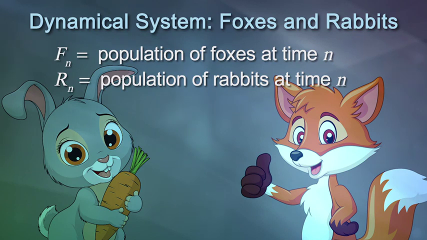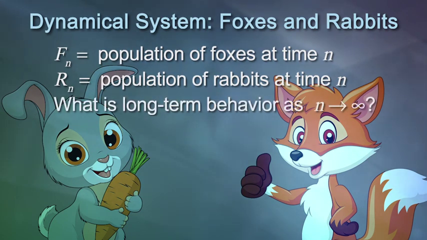Foxes and rabbits have seasons in which they breed, and so we imagine a situation where we measure populations at the end of every breeding cycle, just once a year. In the study of population dynamics, we're often interested in knowing the long-term behavior of populations. In other words, what happens to f sub n and r sub n as n goes to infinity? Now, in order to answer this question, we need to develop a model which describes how the population of foxes and rabbits relate to one another.